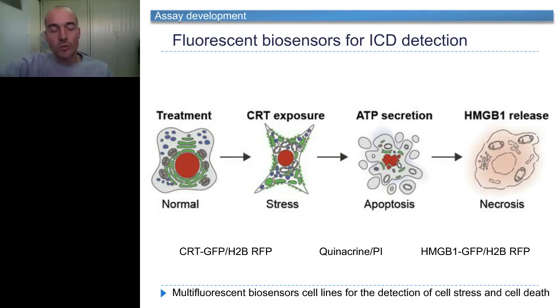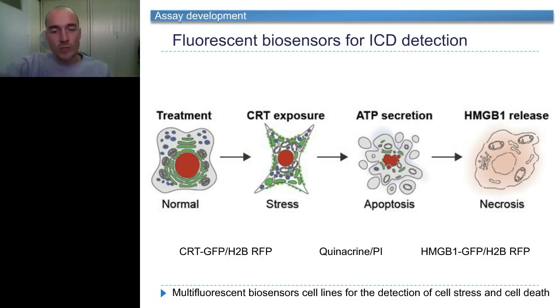So what we have been doing is that we constructed cells that do express calreticulin-GFP together with an H2B-RFP, which makes image segmentation very easy, because the H2B-RFP always stays in the nucleus, whereas the calreticulin-GFP changes its location. So the calreticulin moves from its endoplasmic reticulum location towards the surface of the cells. So what we're looking at is the translocation of calreticulin from the ER towards the surface of the cells.